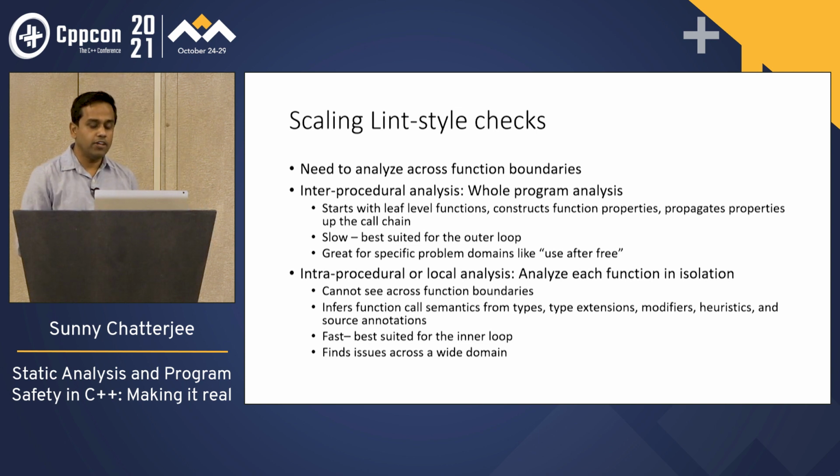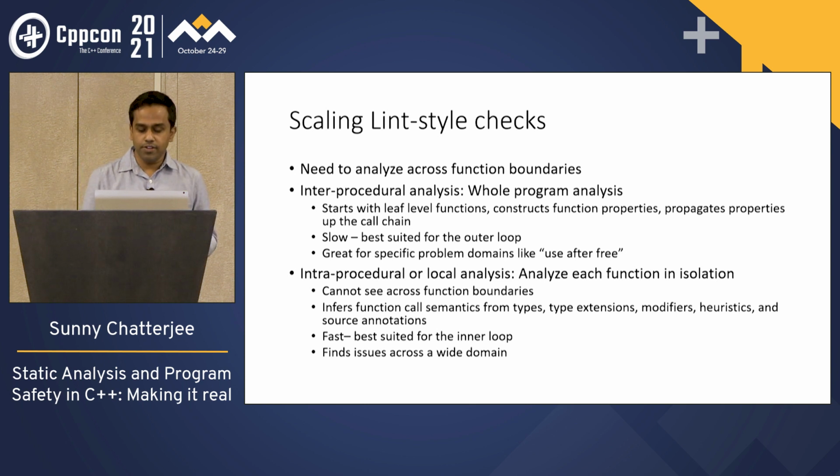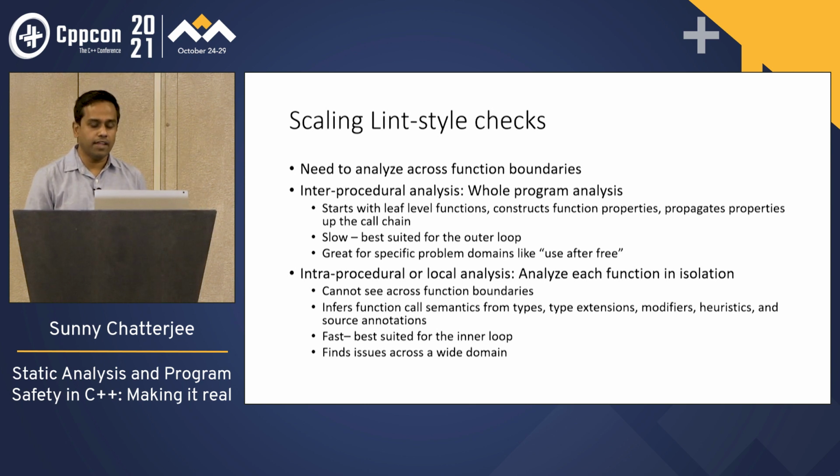We can also infer things from the modifier. So if you have a const pointer parameter in your function, it's pretty reasonable for the analyzer to assume that you can't write to that. You can't modify something which is const. Similarly, you can apply heuristics. If you just see a pointer but nothing else on it, it's probably okay to assume it's like an in-out, where it's probably okay to read from or write to. And lastly, you also have source annotations. And I'll show you some examples of what I mean here.